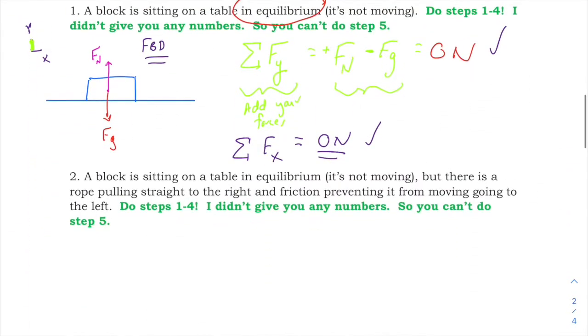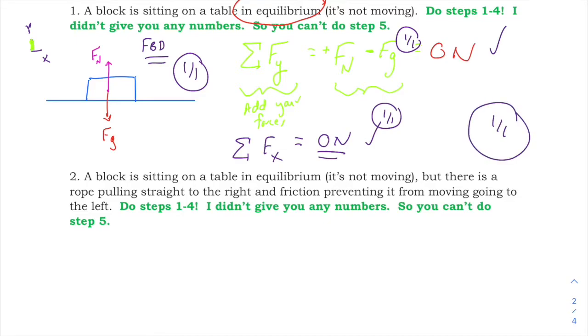On a question like this, I'd give you a point for sure for drawing a good FBD, a point for your equation, a point right here, and a point for your answer, which we don't really have on a question like this, but you get like 4 out of 4. Okay, so make sure you show your work. And then let's do question 2.